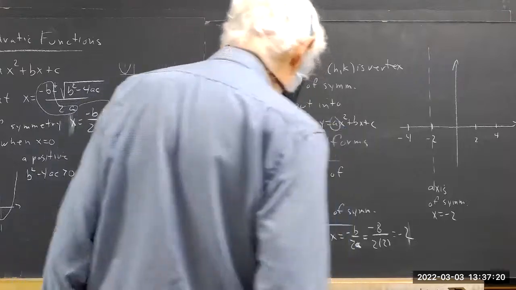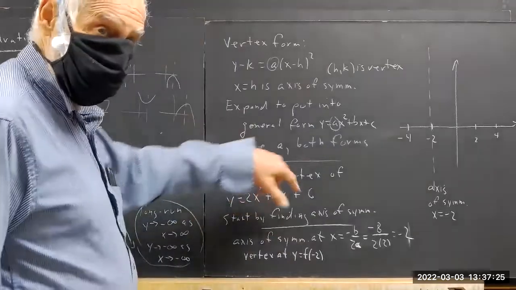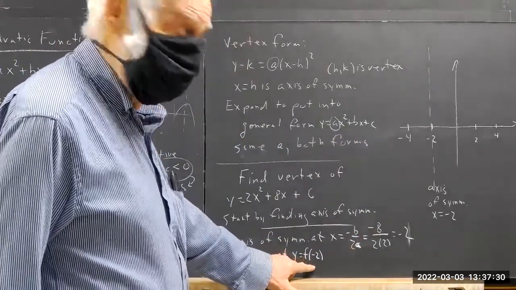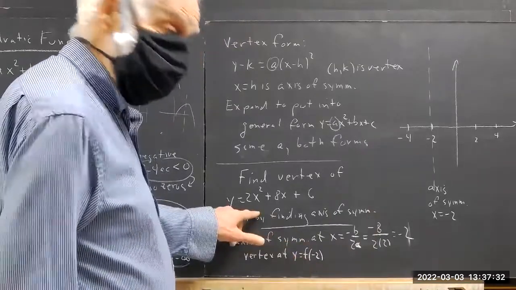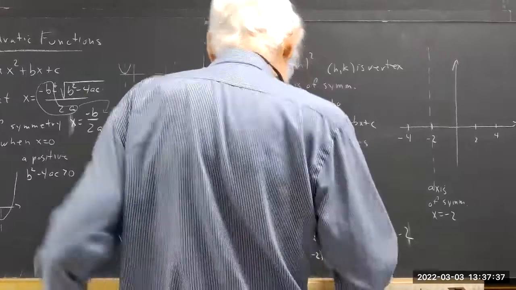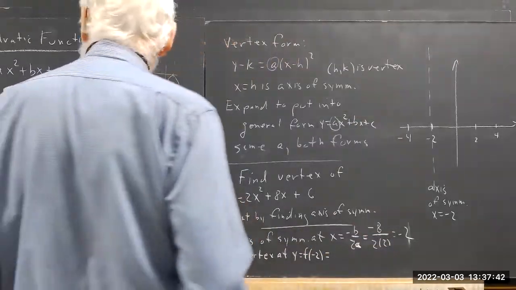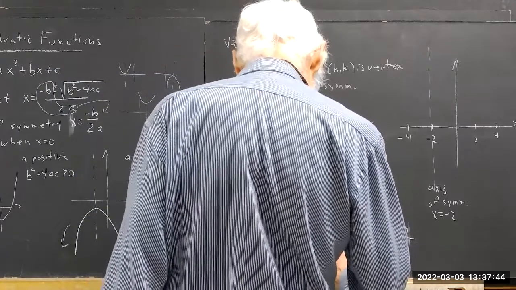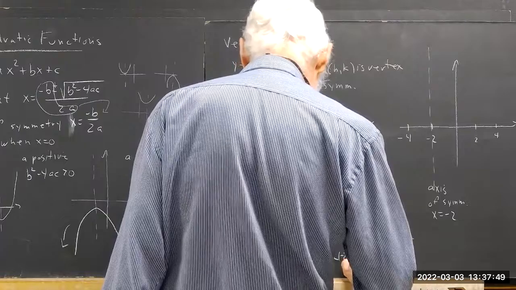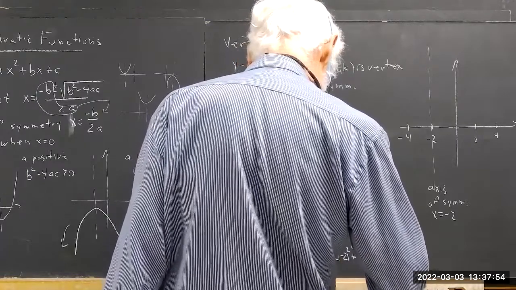I use the f of x notation if you're going to see it. It's f of -2. So if this is y equals f of x equals 2x squared plus 8x plus 6, I can talk about f of -2. All this is telling you is that you're going to plug -2 into this function, because x is -2 on the axis of symmetry, and you want the point on this graph. So that's 2 times -2 squared plus 8 times -2 plus 6.